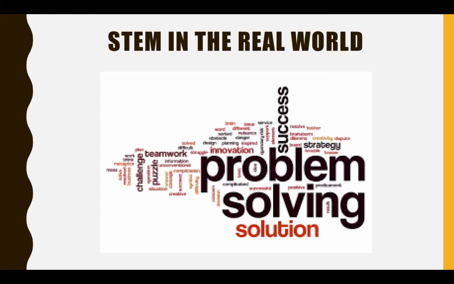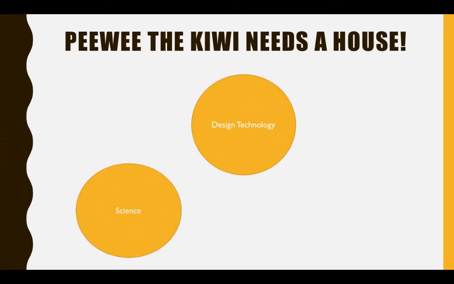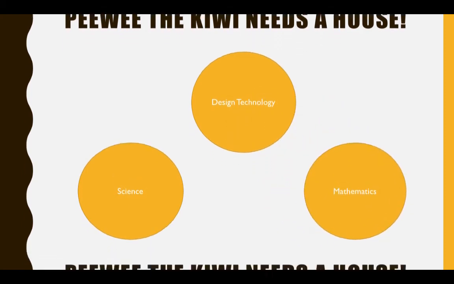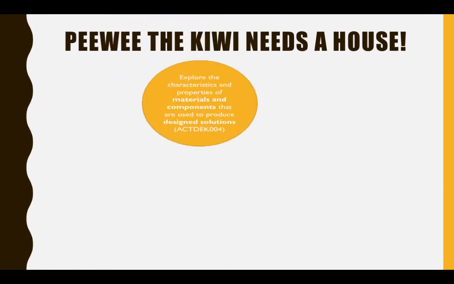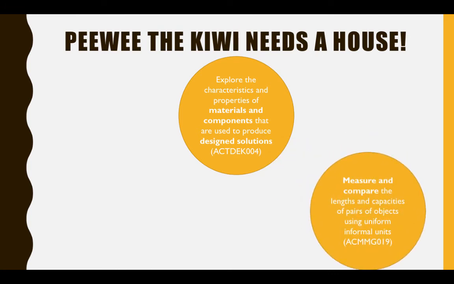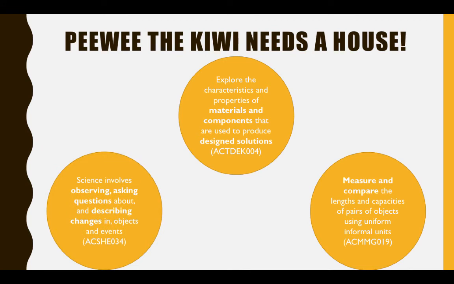This can be seen through the activity Building Pee-wee the Kiwi a House. The connection between design technology, science, and mathematics is evident to the students as displayed in the shown diagram. As you can see, design technology refers to producing design solutions using varying materials, then connecting to mathematics through measuring and comparing, and finally, science involves observing, asking questions, and describing changes in objects and events.